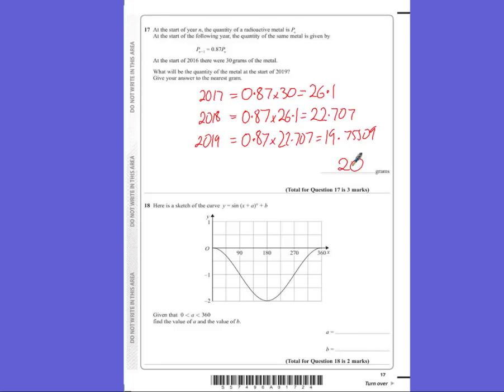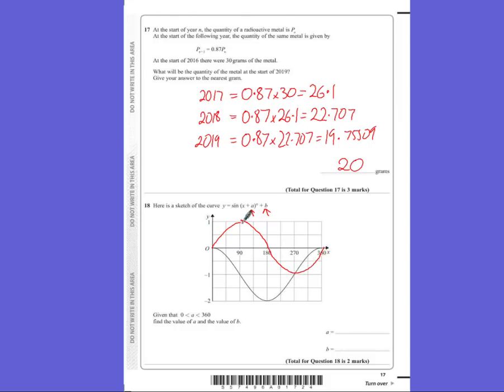Question 18. Here is a sketch of the curve y equals sin brackets x plus a, plus b. Given that a is between 0 and 360, find the value of a and b. So first of all, this number here will move it left and right, and this number here will move it up and down. So we need to figure out how far left and right and how far up and down it's gone. So the sin curve usually starts at 0 and goes through 90, down to 180, down to 270, and back up to 360, between 1 and minus 1.